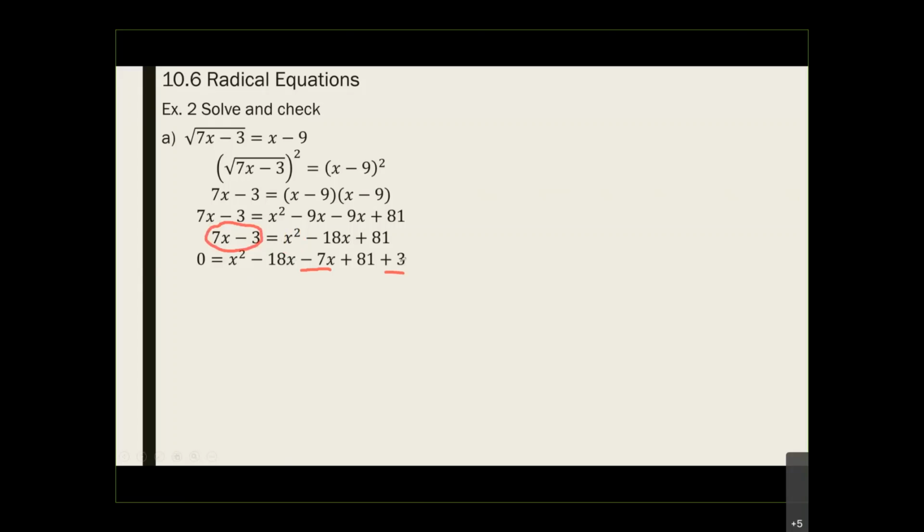and negative 3. Why do I do this? The only reason I do this is because I have an x squared. Once I move it over, now I need to combine like terms, which are negative 18x and negative 7x. That will give me negative 25x. 81 plus 3 gives me 84, equal to 0.